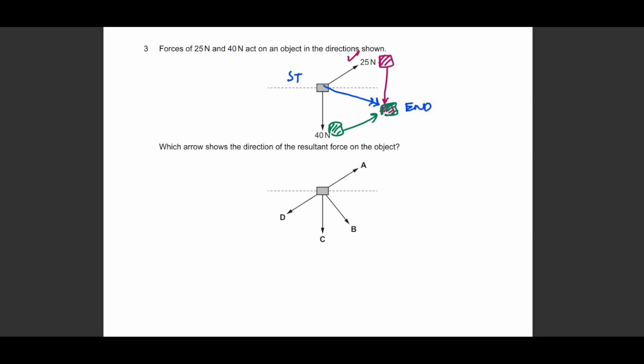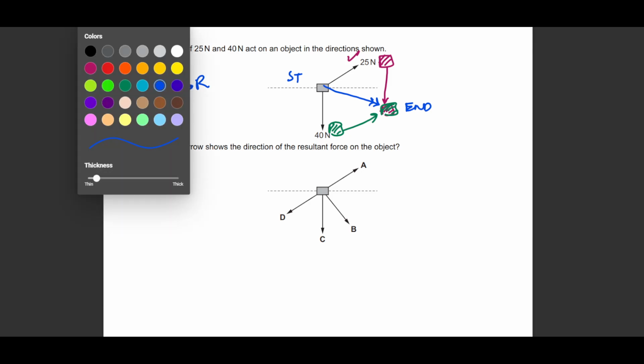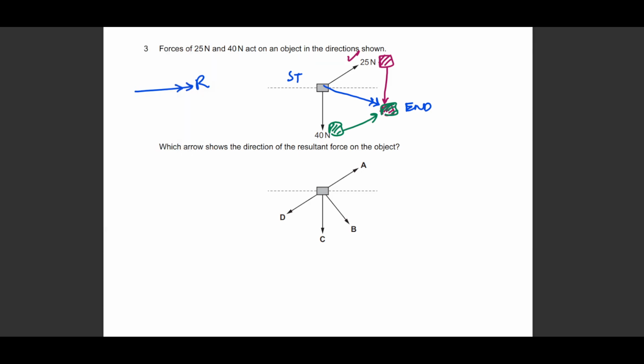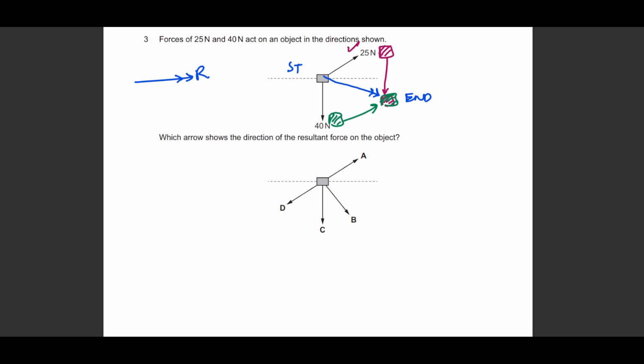Notice that I put double arrows for resultant. That is how you indicate to the examiner that this is your final answer. These single arrows are the questions. Double arrows for P2 will be representing the resultant. So this is the final resultant direction, and most closely related option to this is option B, right?